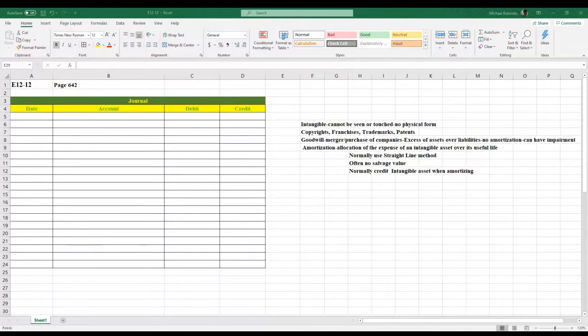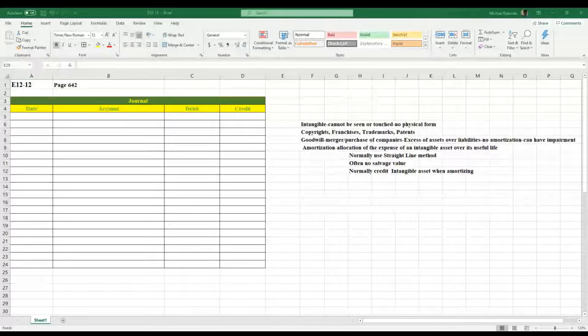So today we're going to talk about intangible assets. This is chapter 12. Intangible assets are assets. They provide a future benefit, just like any other asset. They tend to be long-term, and they don't have physical form. They cannot be seen or touched.